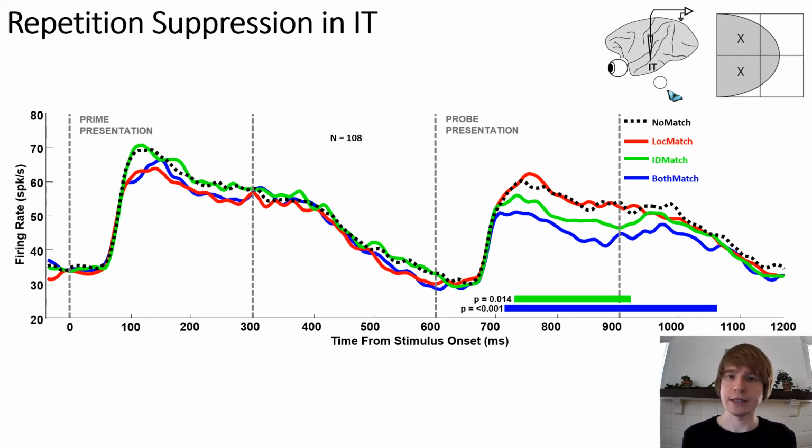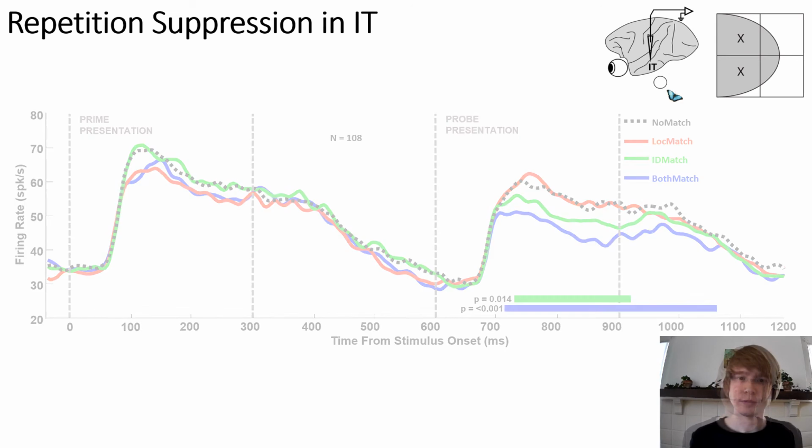We can see that in IT, using the no match condition as a baseline, there is no significant suppression in the loc match condition. However, there is significant suppression in the ID match condition, as well as greater suppression in the both match condition.